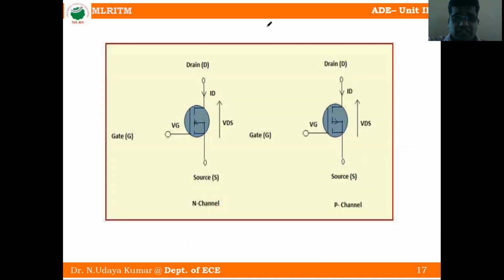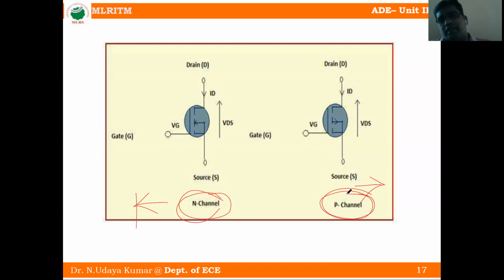So this is the N channel, where the conventional current direction is into the bar. For the P channel, the conventional current direction is out of the bar. So this is the N channel, and this one is the P channel. The same process applies for the P channel also. Just as we studied the N channel, a similar process is applicable to the P channel.